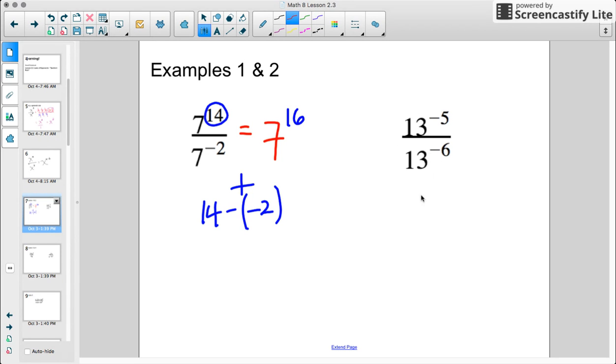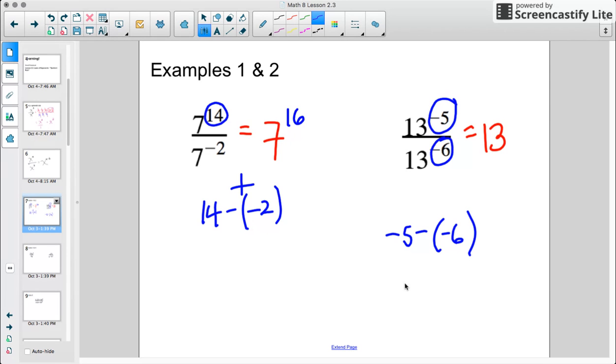And again, 13 over 13, the base will stay the same. But the powers, so negative 5 minus a negative 6. So negative 5 plus 6, which will give us positive 1.